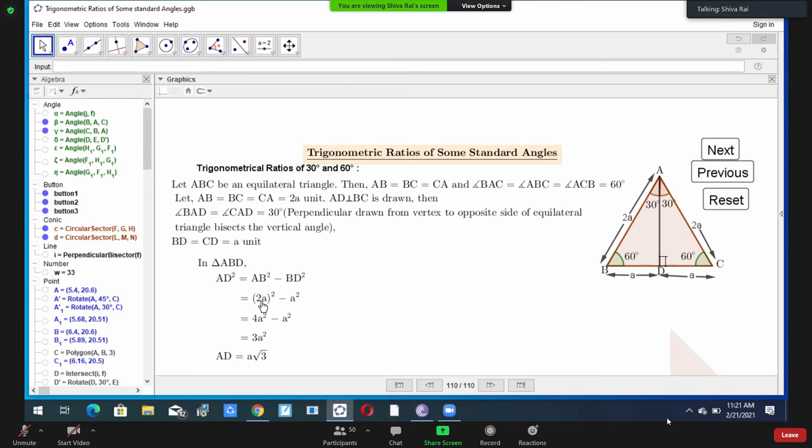minus A square, 4A square minus A square equal to 3A square. Now we have to find AD. So AD equal to, we can write, under root 3A square. The square root of A square is A.